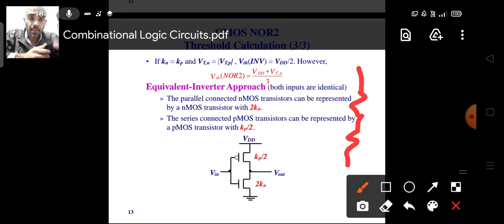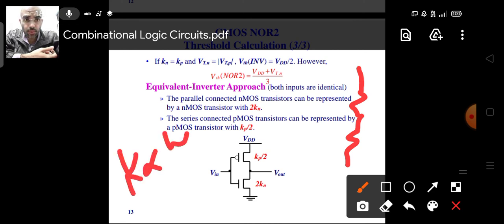Whereas in the previous case, when we considered the NMOSs, we got two parallel paths. So the width was increasing, becoming double, whereas it had to travel the same length. That's what I considered. Again, K is proportional to W by L, and as I am saying, the width remains unchanged but L becomes double for the equivalent.